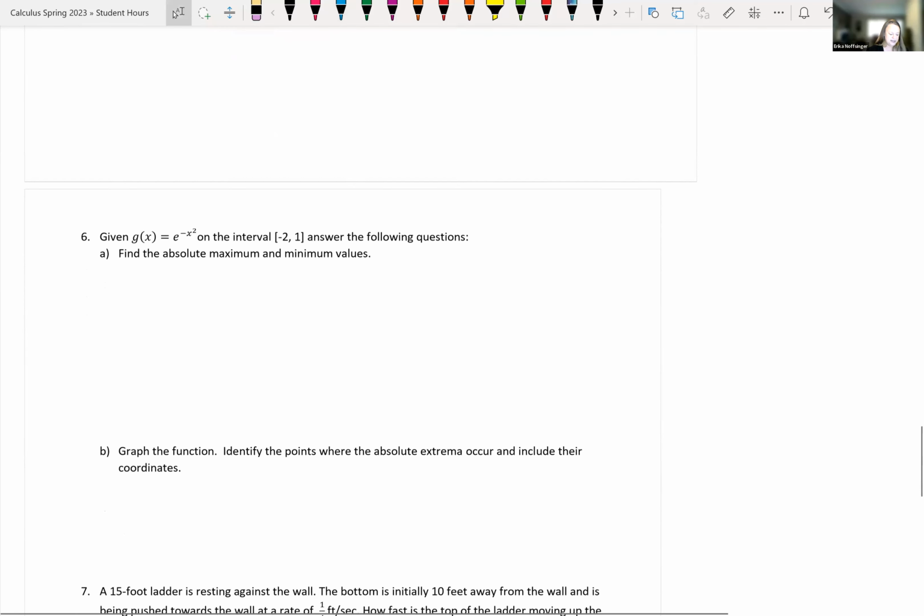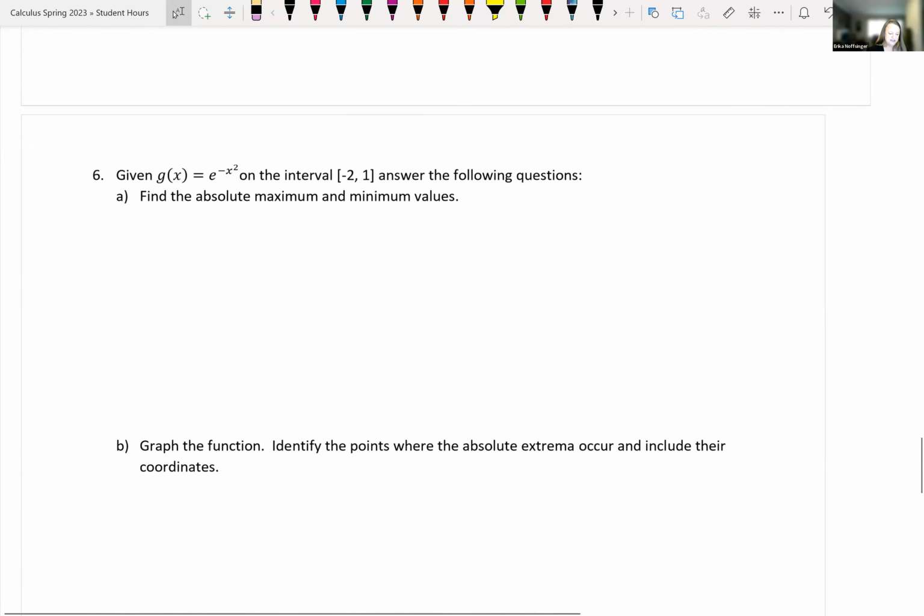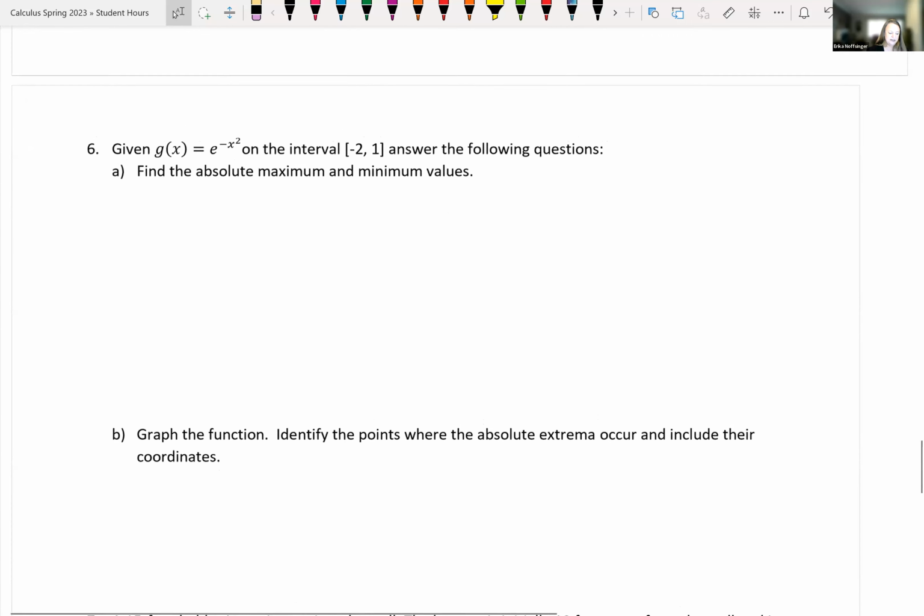Okay, so number 6. Given g of x is equal to e to the negative x squared on the interval -2, 1, answer the following questions. Find the absolute maximum and minimum values. We have a continuous function, e to the negative x squared, on a closed interval. So by the extreme value theorem, there must exist an absolute maximum and an absolute minimum on that interval, and it could occur at the endpoint of that interval.